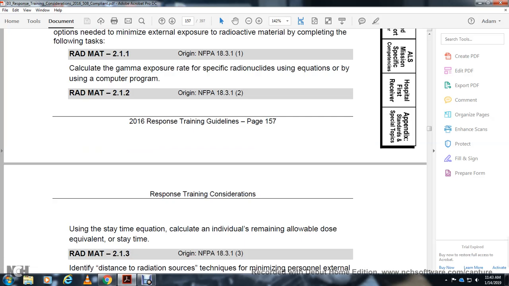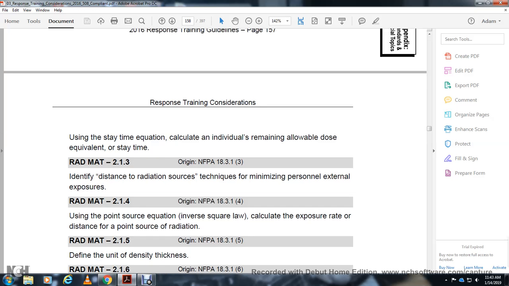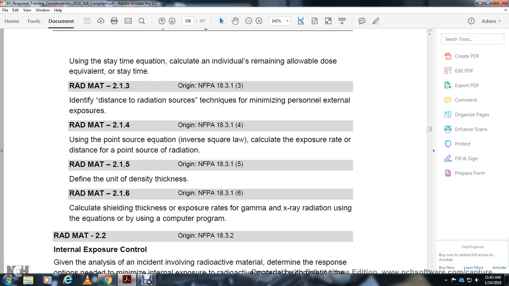Use the stay time equivalent calculated with the individual remaining allowable dose equivalent stay time. It is enough for the distance from the radiation source of the technician for the minimum personal external exposure. With the point source equation, inverse square law, calculate the exposure rate at a distance from the point source of the radiation. Define the unit density of thickness. Calculate shielding technique with thickness and exposure rate of the gamma and X-ray radiation, with the equation and with the computer program.